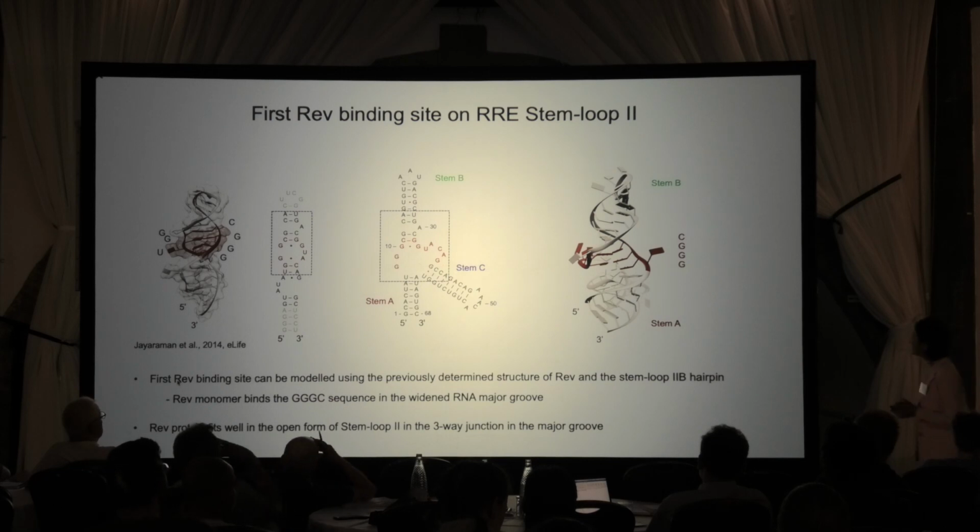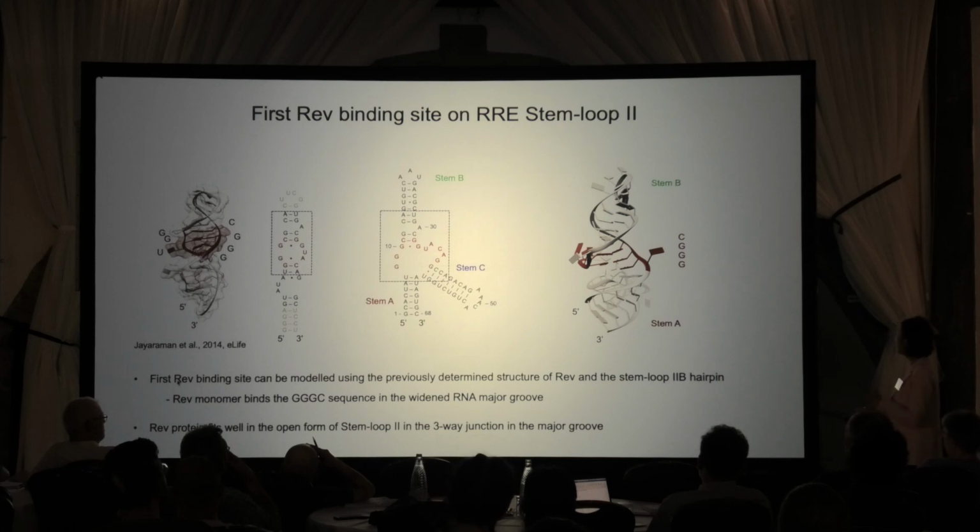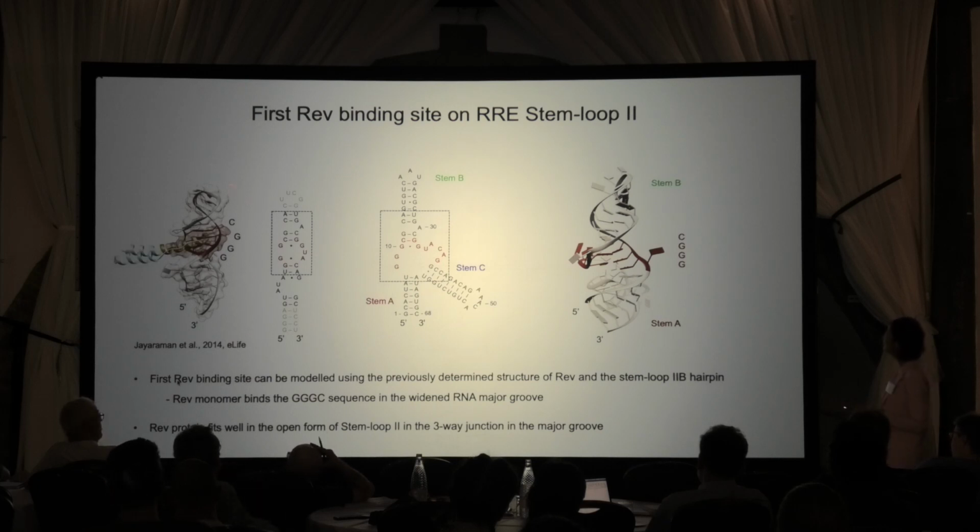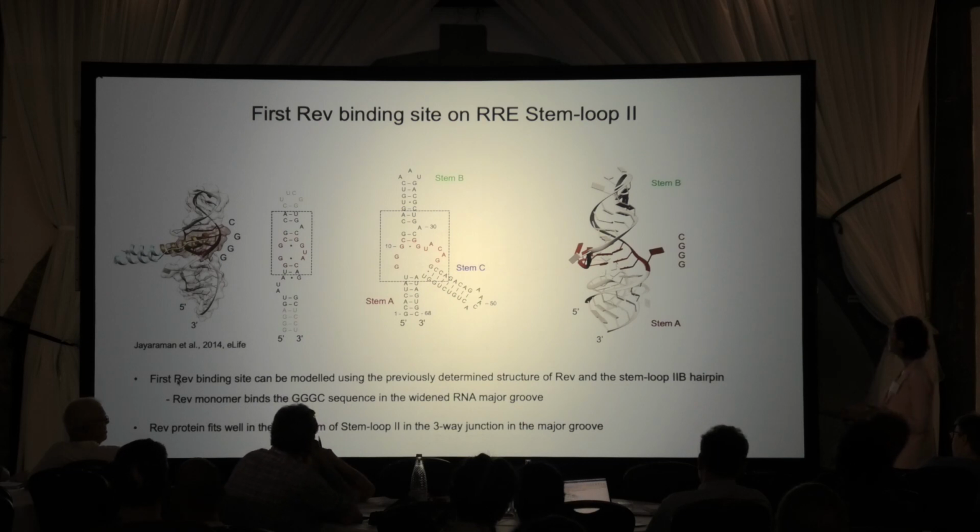So we modeled the first Rev binding site using the previously determined structure of Rev and the stem loop 2B helix. So here's the sequence of the stem loop helix that was previously determined. And the GGGC is where the first Rev binding site is, which I highlighted in red. And then Rev binds the GGGC sequence in the widened major groove. So what I'm going to do is overlay this protein structure with our RNA with bound Rev protein.